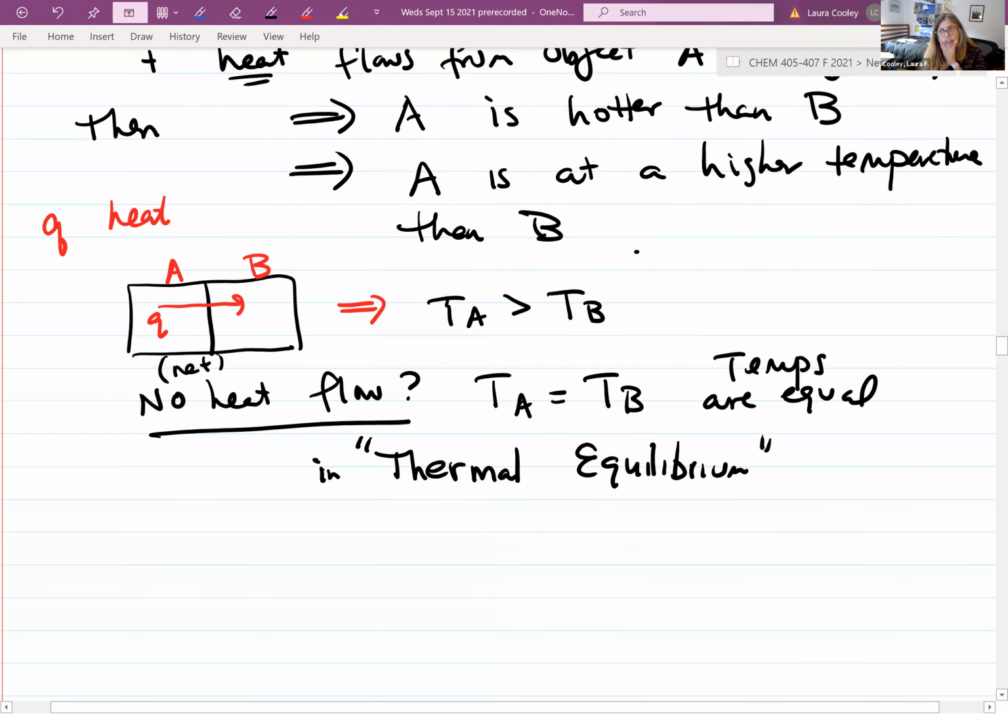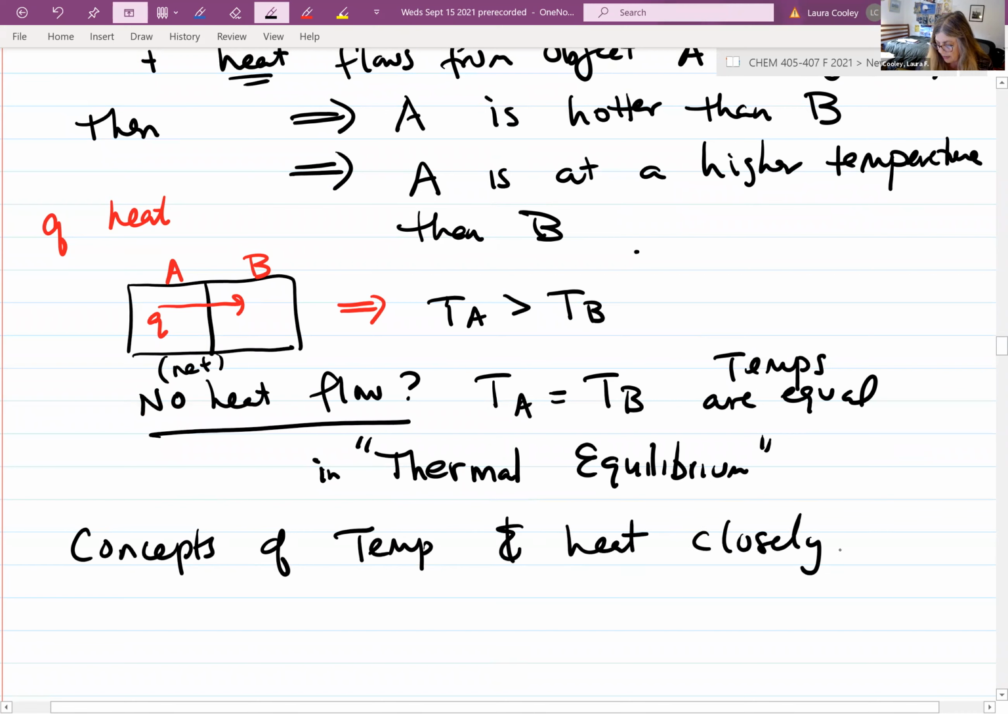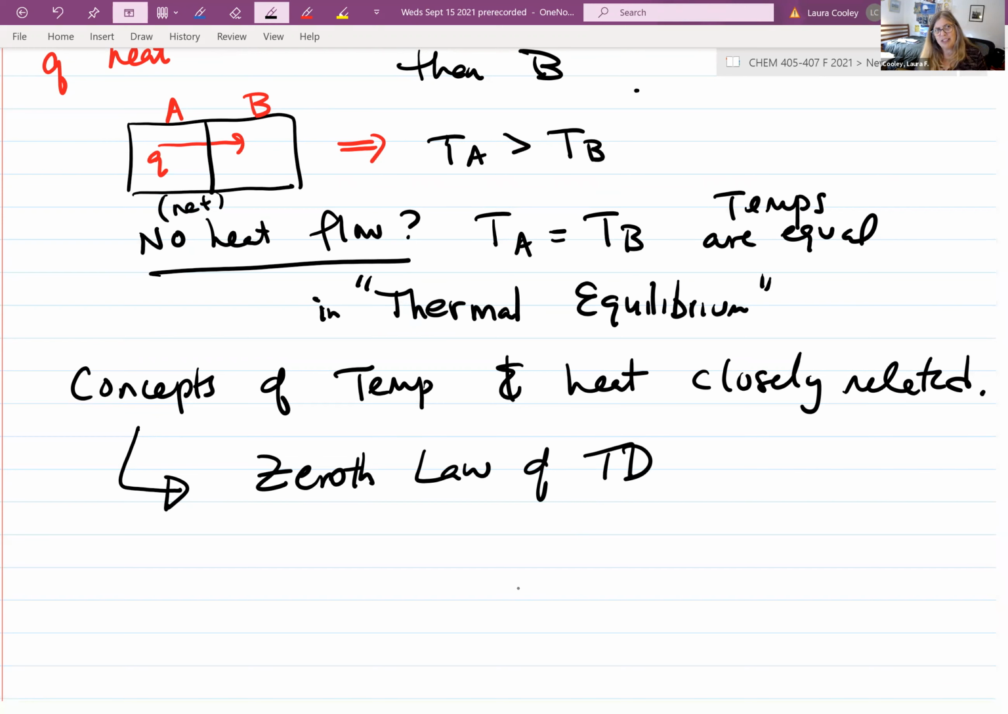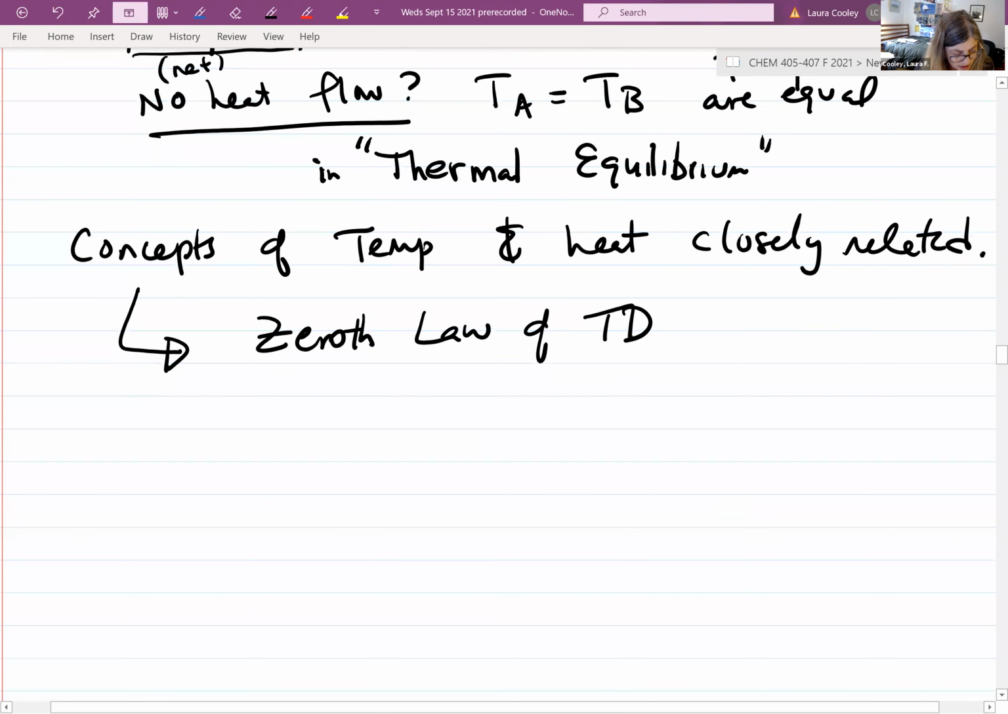Use that word a fair amount in this course. Okay, so you could see that the concepts of temperature and heat are closely related. But temperature is not heat. They are not the same thing, right? Well, this leads me to talk about something that's often called the Zeroth Law of Thermodynamics. I bet it's called Zeroth Law because it came after the first law and the second law. And they didn't want to rename the first law and the second law, so they just named it the Zeroth Law.